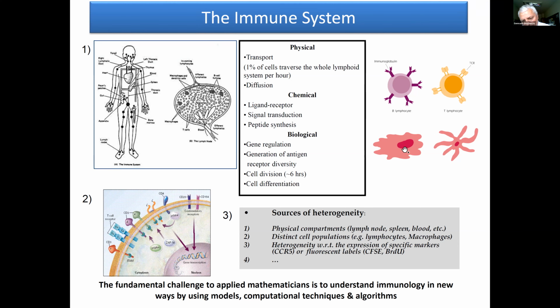And in turn, these cells are not homogeneous with respect to the number of receptors of different origin that they express on their surfaces. So these sources of heterogeneity generate really a range of questions which are difficult to address in mathematical models. And these are related to the physical compartments, to the array of distinct cell populations, and the heterogeneity of expression of specific markers, or if one studies, for example, proliferation of cells, the fluorescent labels which are used to characterize the efficacy of the immune responses.